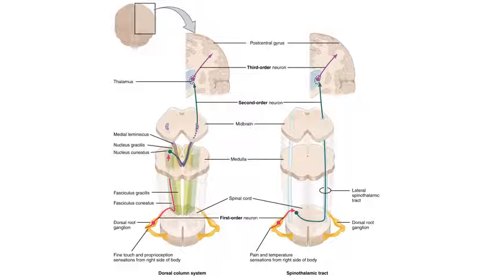For pain and temperature, as we see in the diagram, the fibers cross the spinal cord to the opposite side at the same level of entry of the fibers, and then they ascend on the contralateral side of the spinal cord as the lateral spinothalamic tract. Therefore, a lesion affecting the spinal cord causes contralateral loss of pain and temperature below the level of the lesion.